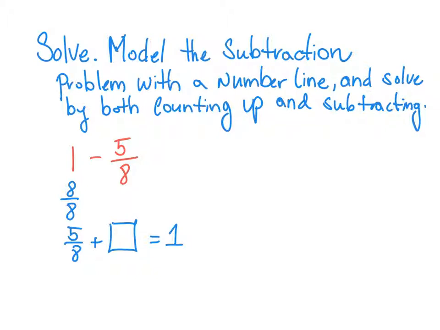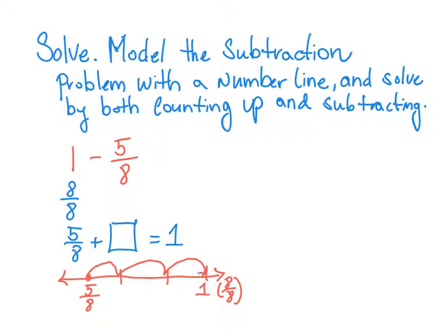We can go back to the good old number line and model this and say that here we're starting at 5/8 and we want to work all the way up to 1 whole, which again is 8/8, because that's our denominator, 8s. And we're going to count up 1/8, 2/8, 3/8, and we landed on a whole. So this would be 3/8.